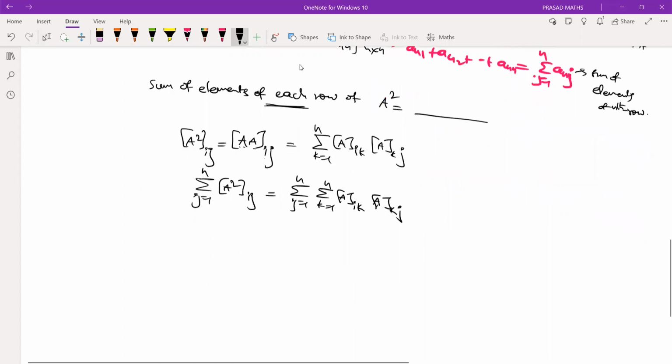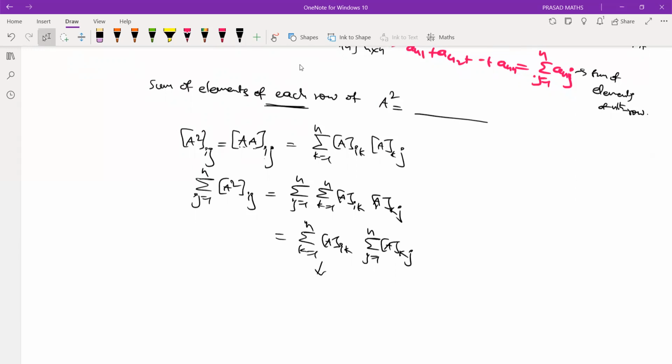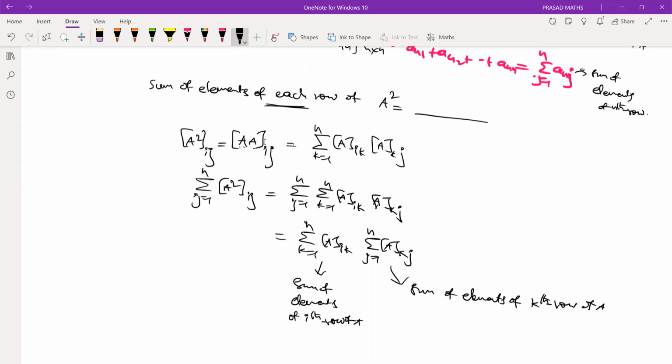Therefore, this is a finite sum, so we can interchange it. This can be rewritten as summation k equals 1 to n of Aik, summation j equals 1 to n of Akj. What is this sum? This notation was already explained. This is the notation for the sum of elements of the ith row of A, and this is the sum of elements of the kth row of A.